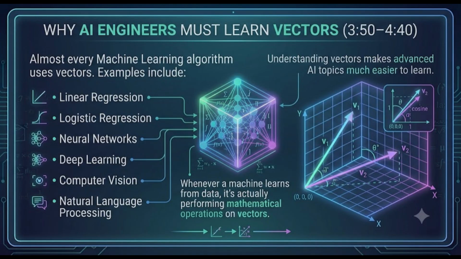Why AI engineers must learn vectors. Almost every machine learning algorithm uses vectors. Examples include linear regression, logistic regression, neural networks, deep learning, computer vision, natural language processing. Whenever a machine learns from data, it's actually performing mathematical operations on vectors. Understanding vectors makes advanced AI topics much easier to learn.